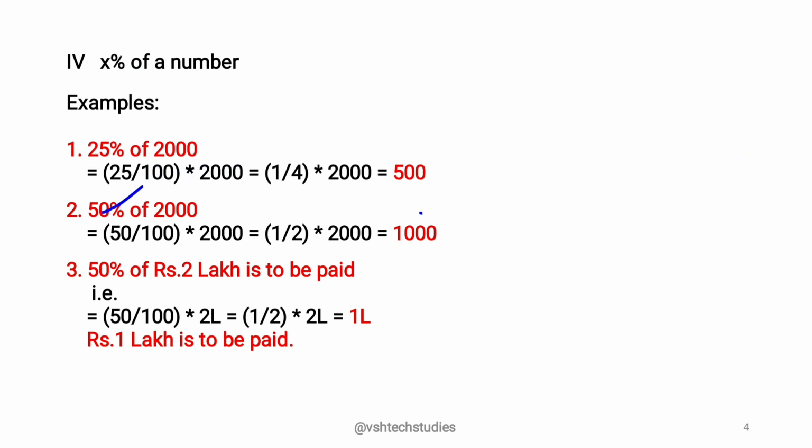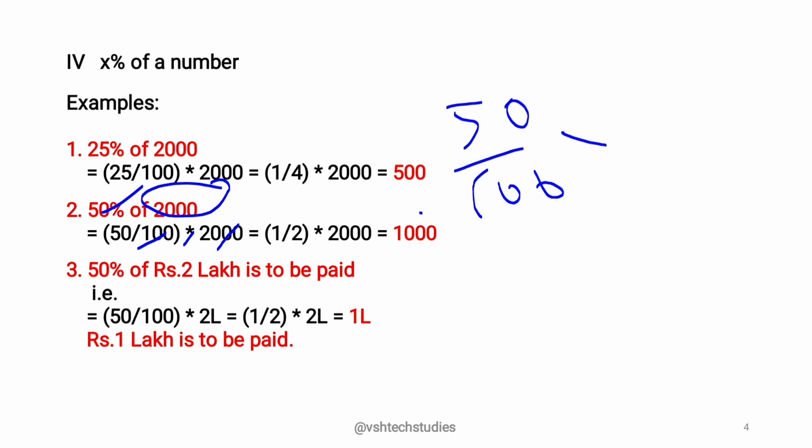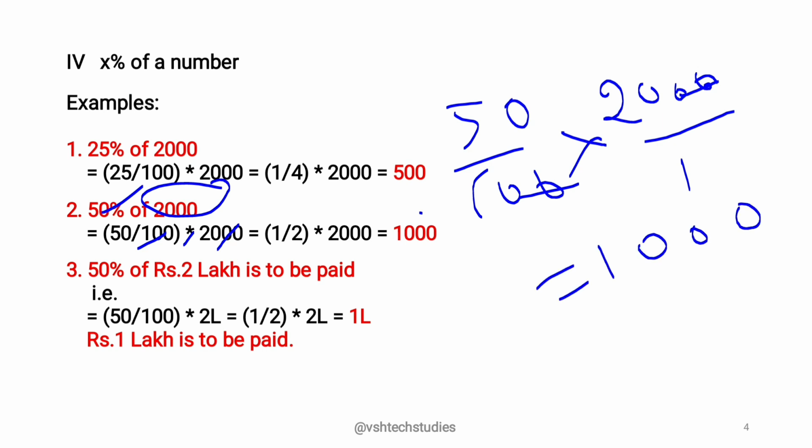Similarly, 50% of 2000 means 50 upon 100. Of is written as multiplied by, and the given number is 2000, which is 2000 divided by 1. These two are gone. Then 50 into 20 is 1000. That is why 50% of 2000 is 1000.